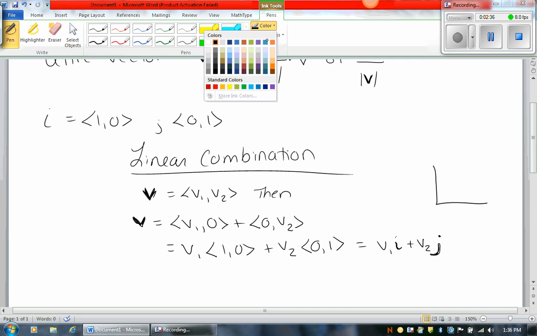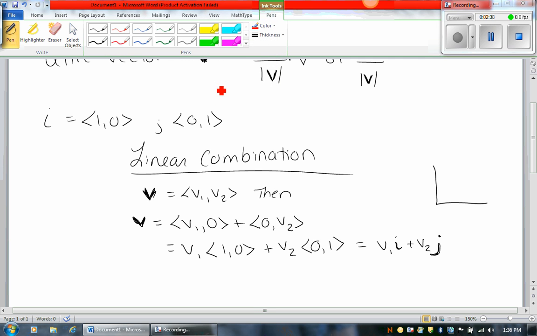Now, what's important about this is j is your vertical, with a magnitude of 1, and i is your horizontal, also with a magnitude of 1. So it's broken up into your vertical and horizontal components, i being your horizontal and j being your vertical.